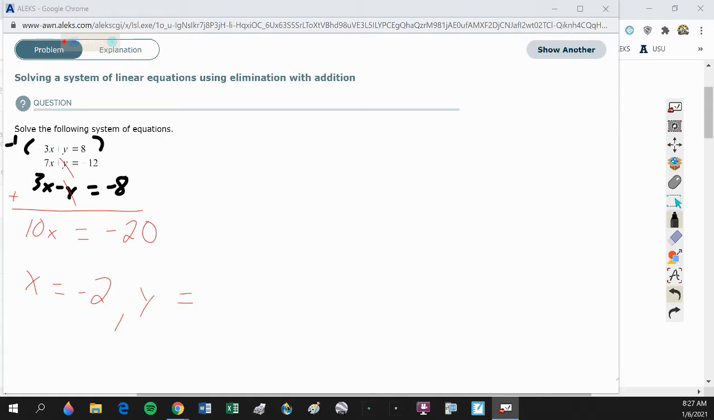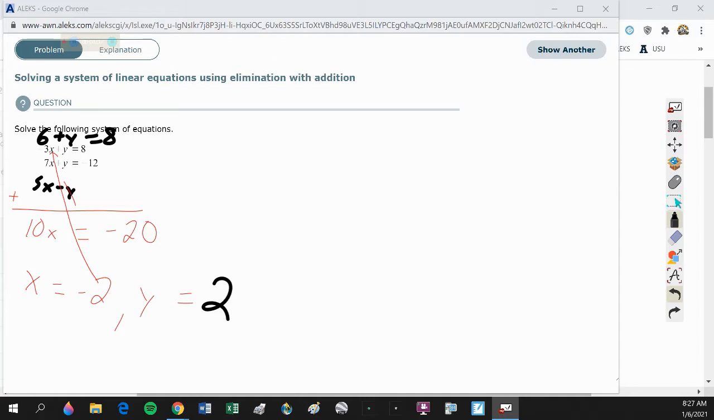Now I need to find the y. It doesn't matter what equation I plug that x back into. So I'll plug this into the top one. -3 times -2 is 6. So 6 plus y equals 8. Subtract the 6, and I get y equals 2.